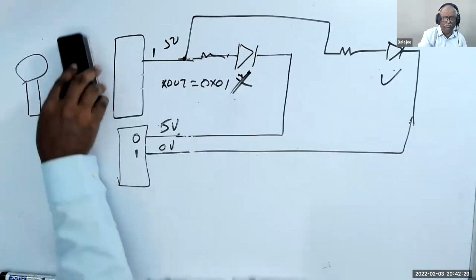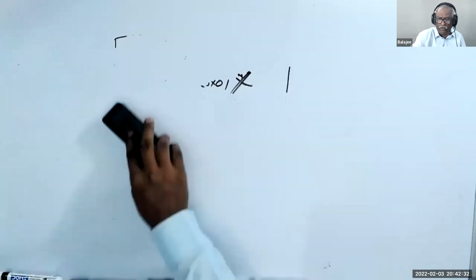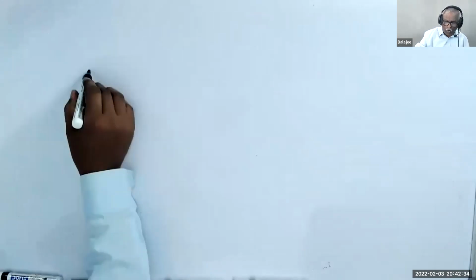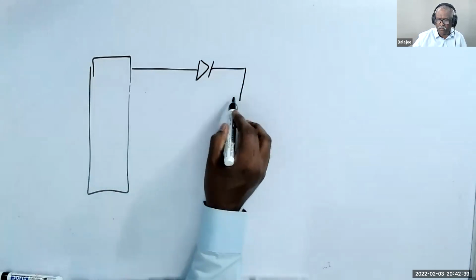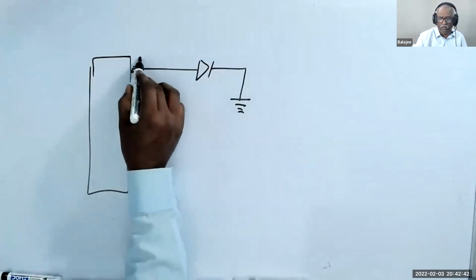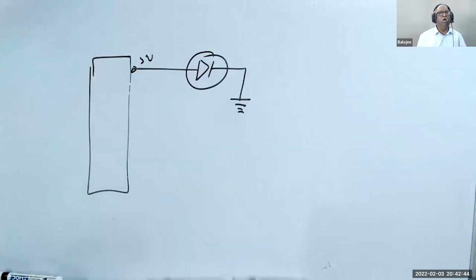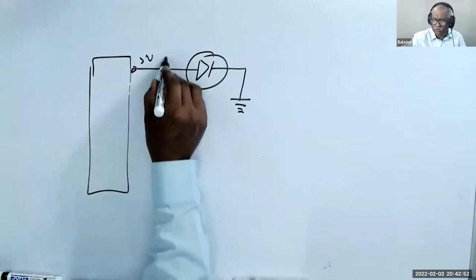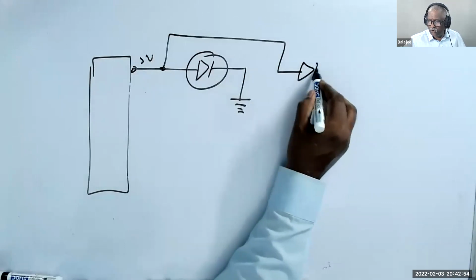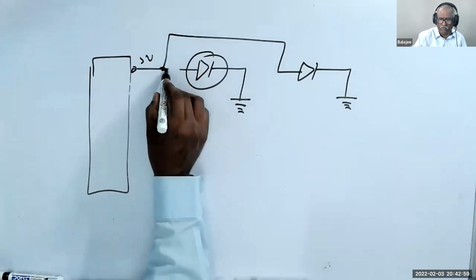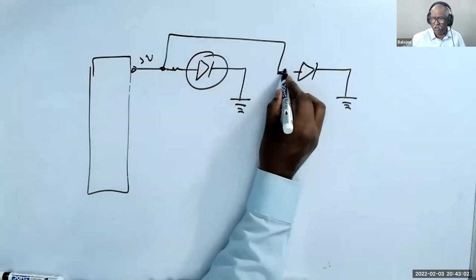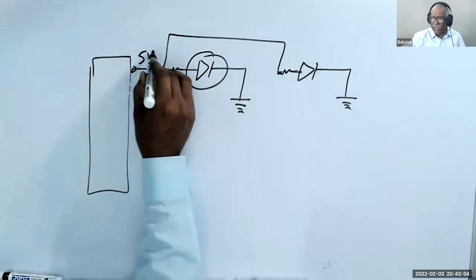There's nothing wrong. I'll draw it once again now. I have a port. I connected 1 LED. If I output 5 volt, this LED will glow. Okay. Now I connected 2 LEDs. Of course, I'm assuming a resistor. Now, if I give 5 volt, both the LEDs will glow.